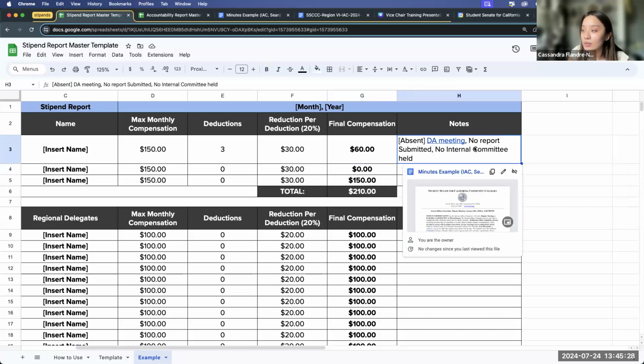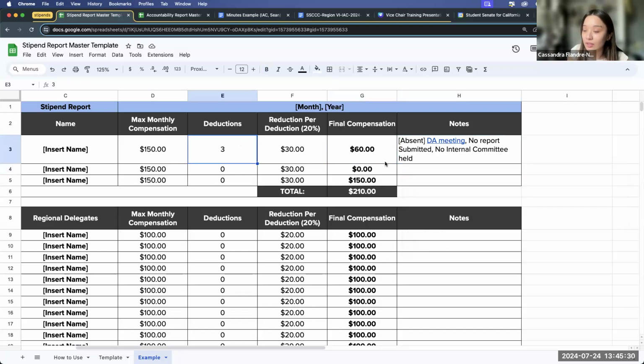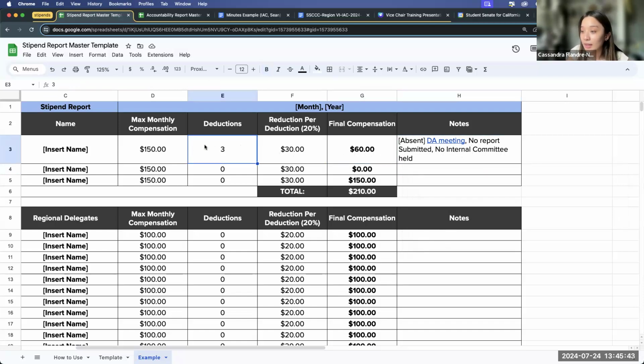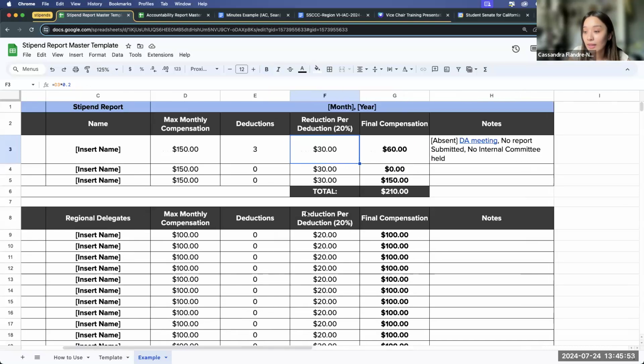But continuing on, you can see here, this person had 3 deductions. They were absent from the delegate assembly, and I know this, so I could click on the meeting minutes for that meeting they were absent for. They also did not submit a report and also did not hold an internal committee meeting. So that is going to be indicated with a 3, and you'll see that their final compensation here is going to be $60 because they had 3 deductions. So 3 times 3 is 9, so they had $90 deducted. So that's where you'll see that here.